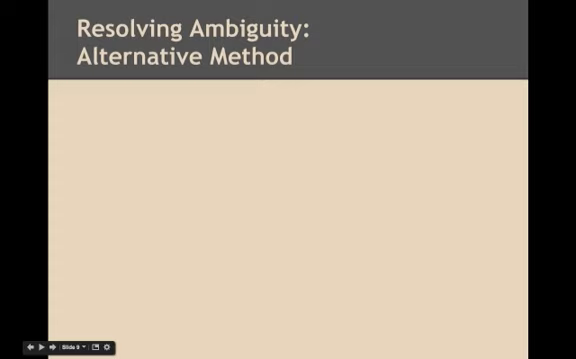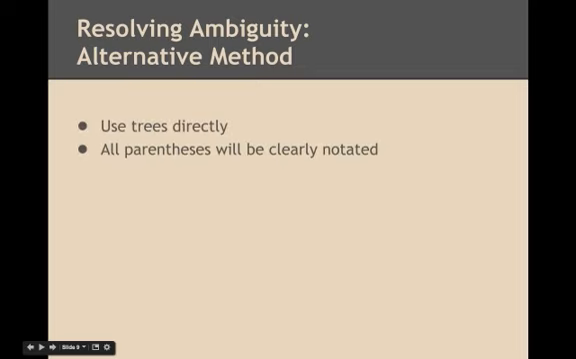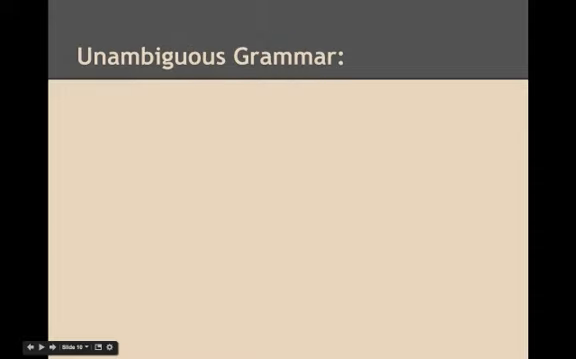An alternative method for resolving ambiguity in grammars is to write grammars that use parse trees directly. This way, expressions must be coded in such a way that forces parentheses, so the precedence and associativity of operators is not an issue. This way, ambiguous expressions cannot be written. For an example, we can write a grammar for a simple arithmetic expression without ambiguity.